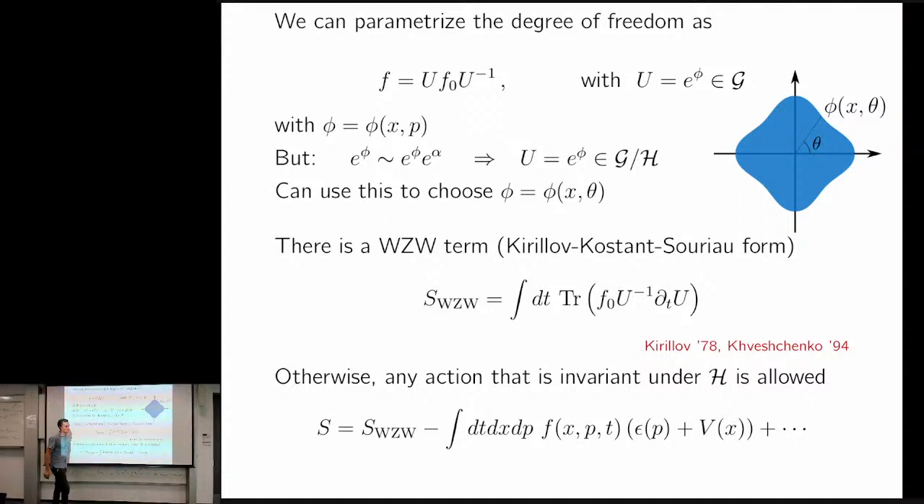What does it trace again? The trace means integral over x and p. It's the sum over elements of the algebra, where U inverse dt U is an element of the Lie algebra. So you can think of it as a function.